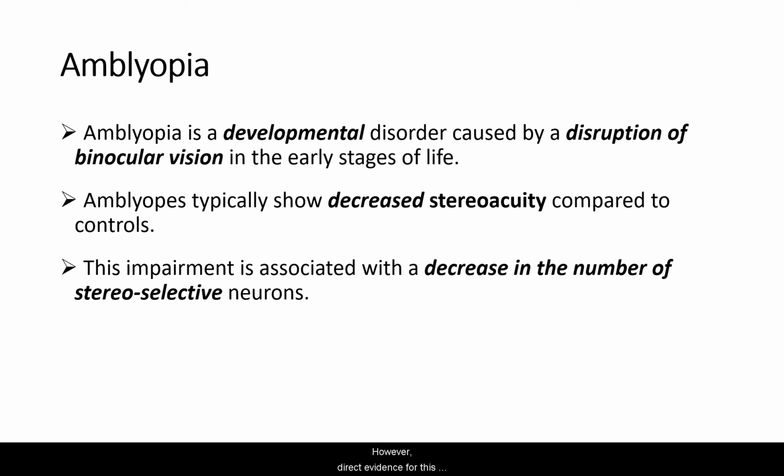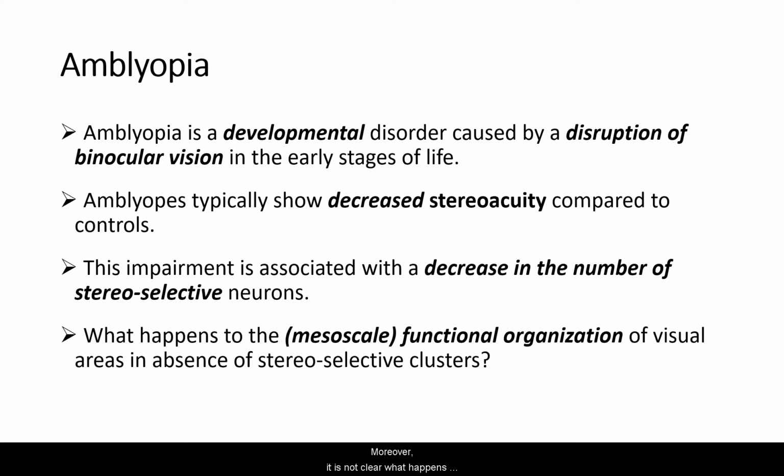However, direct evidence for this phenomenon in humans is rare, due to the small size of stereoselective neuronal clusters in the human visual cortex. Moreover, it is not clear what happens to the other neuronal clusters located nearby that are involved in color and motion perception. These clusters are expected to show only a minor to no impairment due to amblyopia. So, do they expand as expected from neuronal plasticity? Or do they remain unchanged, in which case we expect to see more non-responsive regions in amblyopes compared to controls?